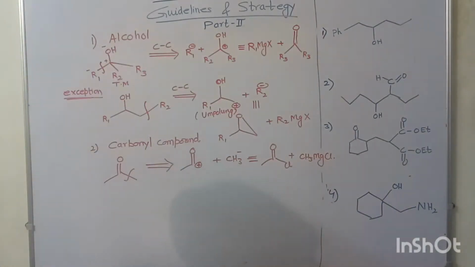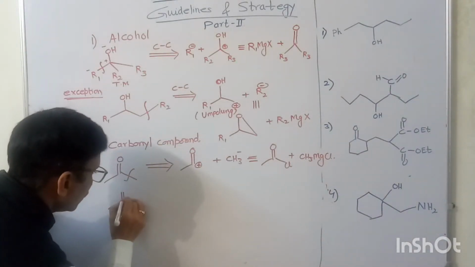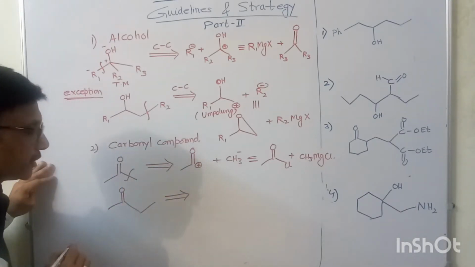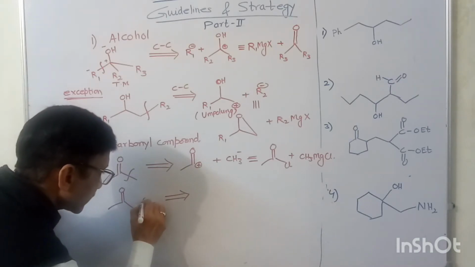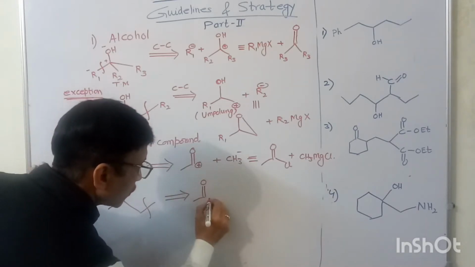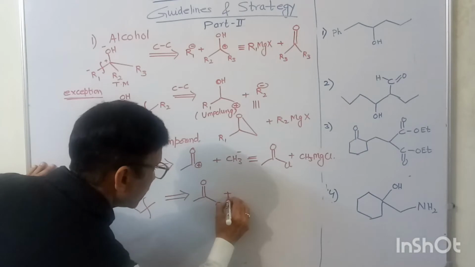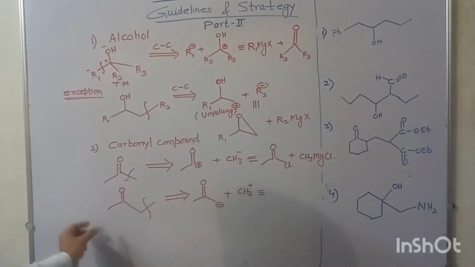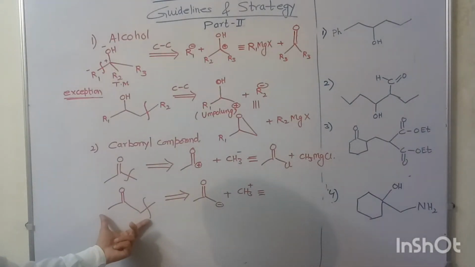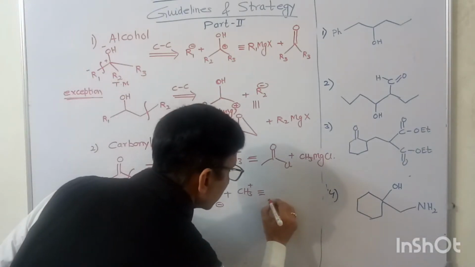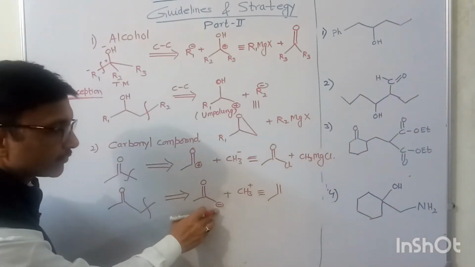Okay, now suppose you take another carbonyl compound. If this is a carbonyl compound, then it should be disconnected from here, and you will get a synthon with a minus charge over here, and CH3 plus. So for this, the synthetic one. If such a type of target molecule is there, then the disconnection should be in this way. So how can you get the negative charge here?